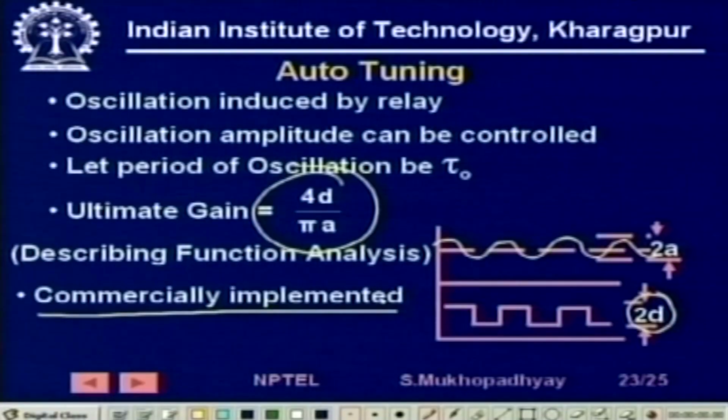People have actually implemented this commercially in the PID controller, so that whenever the operator feels that the process needs to be retuned, the process can be momentarily flicked onto the relay and immediately an oscillation will be set up. Then by noting the amplitude and the period of oscillation, the gains can be set very quickly. So no separate experimentation is necessary, and the controller can be tuned just by the flick of a push button. Therefore it is called auto tuning. Here the whole tuning process has been automated.